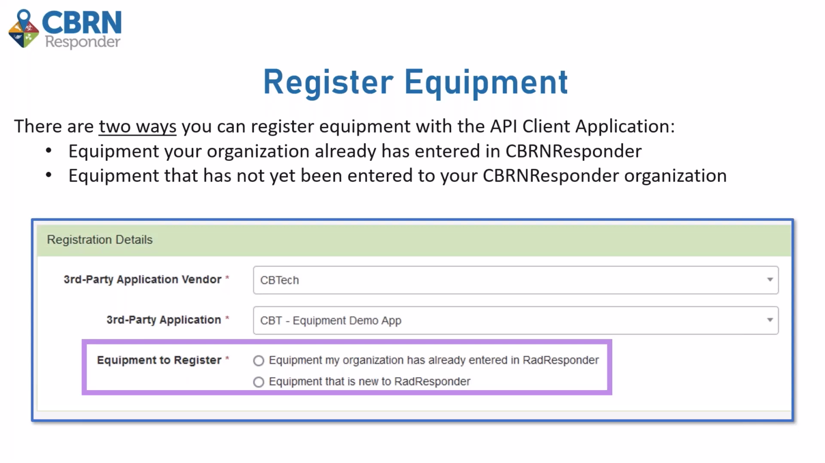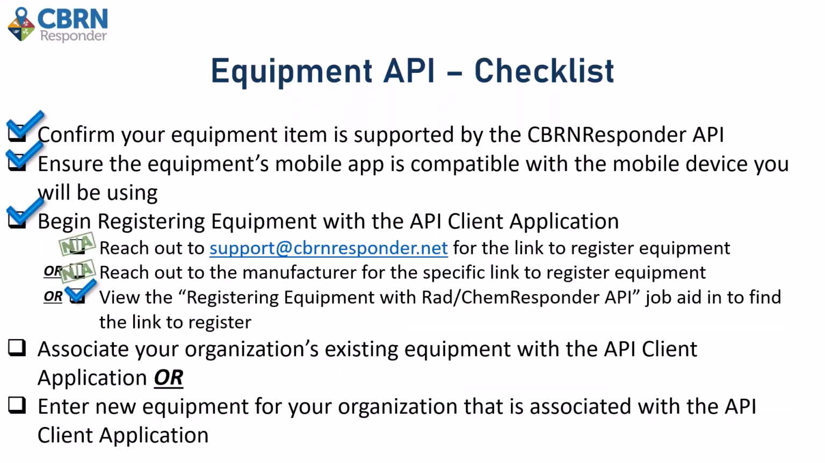There are then two ways that you can register the equipment with the API application. The first being if you already have your equipment entered in RadResponder, or you can do equipment that's new to RadResponder. So we started registering our equipment. Again, we found our third-party application vendor and the link there. So now we're going to actually associate the equipment for the final step.